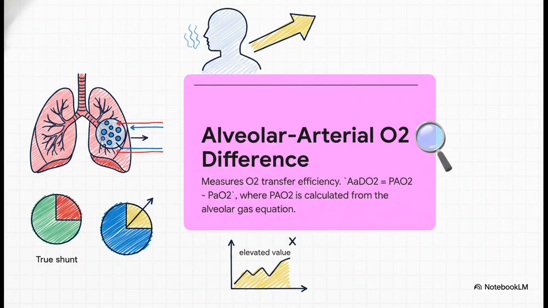In simple terms, it's a measure of how efficiently oxygen is getting from the lungs into the blood. We calculate the ideal oxygen level in the alveoli, the PAO2, using that alveolar gas equation you see there. Then we compare it to the actual oxygen level we measure in the arterial blood, the PaO2. A big difference, a wide gradient, points directly to a problem like VQ mismatch or a shunt. While it does widen a bit with age, a large AA gradient is always a red flag.